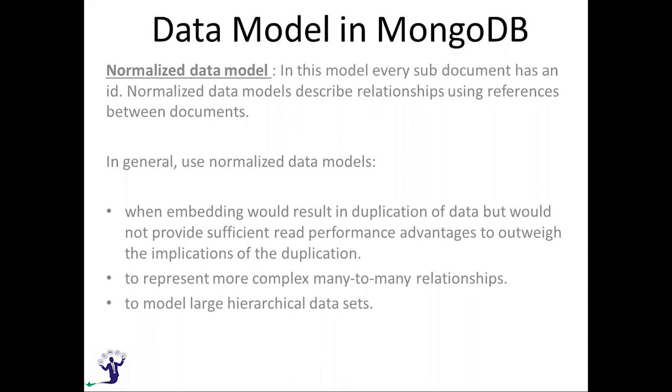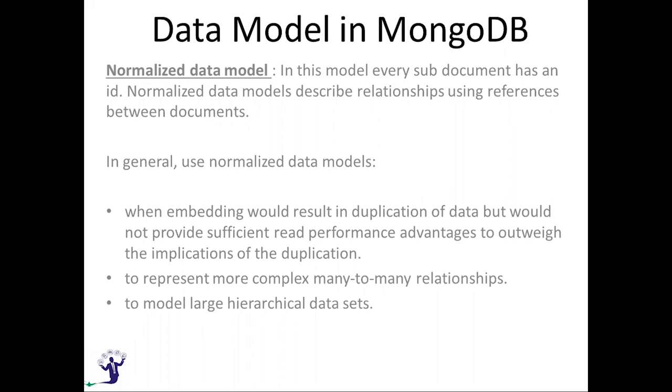When do we use a normalized data model? When embedding would result in duplication of data, but would not provide sufficient read performance advantage to justify the implications of the duplication. We have just seen an example of an embedded document, and I will give you one more example. Putting one document into another document is known as embedding.